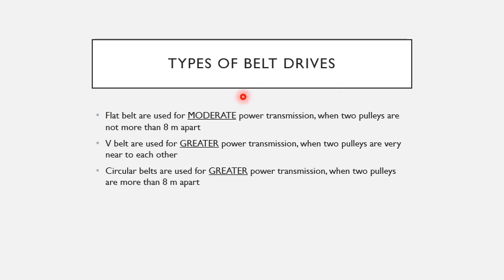So the types of belt drives are flat belt drive, V belt drive, circular belt drives. The flat belt drives are used for moderate power transmission when two pulleys are not more than 8 meter apart. V belts are used for greater power transmission when two pulleys are very near to each other. Circular belts are used for greater power transmission when two pulleys are more than 8 meter apart.